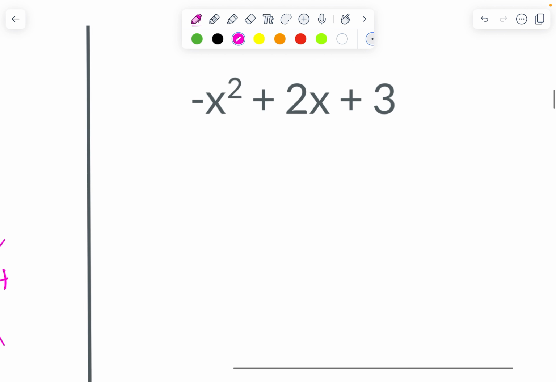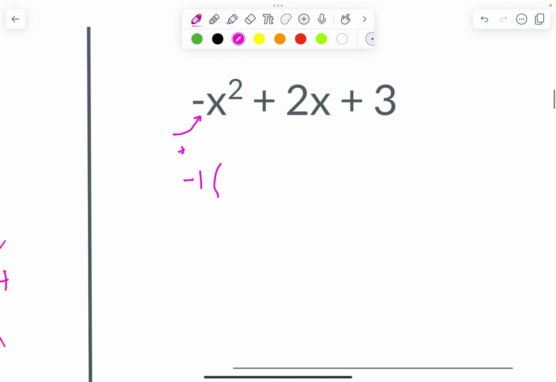Now this one, you're probably thinking there isn't a GCF I can take out, but we always want our value of a to be positive. So if you start with a negative x squared, how we can make that positive is by taking out a negative 1. And then remember, we change everything on the inside. So it becomes positive x squared plus negative 2x plus negative 3.